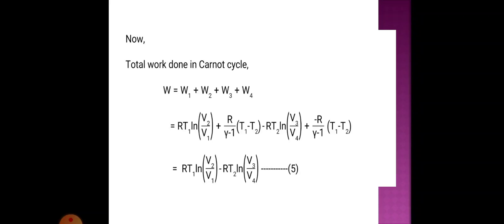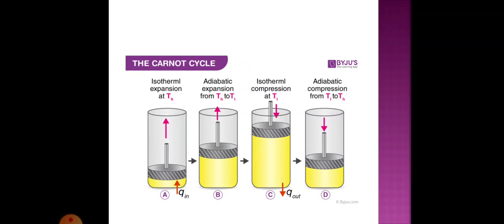Now we are trying to get a relation between V2 by V1 and V3 by V4. Before that, once again look at the Carnot cycle. First step is isothermal expansion at a high temperature. Heat is absorbed. Second step is adiabatic expansion from T1 to T2. Temperature decreases. And then it is isothermal compression at T2 Kelvin. Heat is rejected out. Then adiabatic compression from T2 to T1. So the system returned back to its initial state.